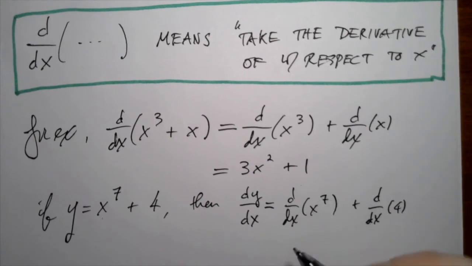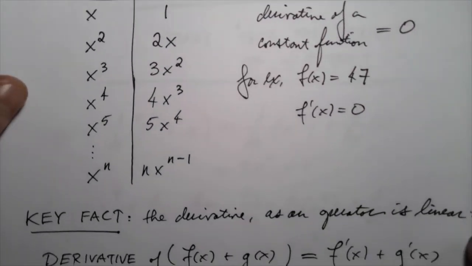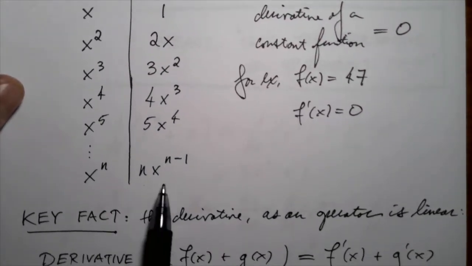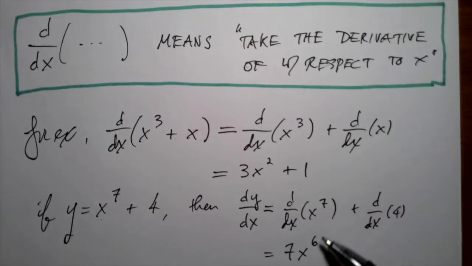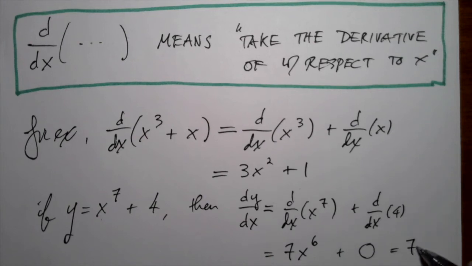We take the 7 down and then lower the exponent by 1. That's the rule that the derivative of x to the n is n times x to the n minus 1. I'm using exactly this rule here. It means take the n down and subtract 1. Here I'm doing that for the case of x to the 7. On the other hand, the derivative of a constant is 0. So in this case, the derivative would be just 7x to the 6th.